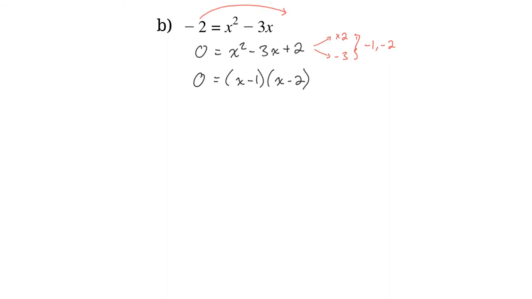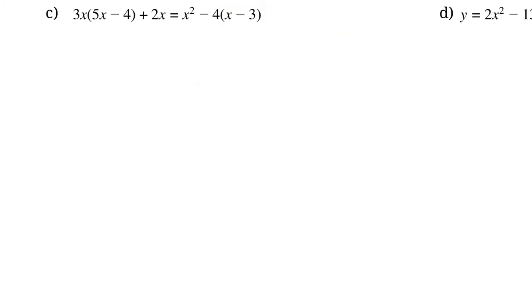Then we've got to solve for our x's. What values of x would make this whole thing equal to 0? Our first x is going to be positive 1, and our second x is going to be positive 2.